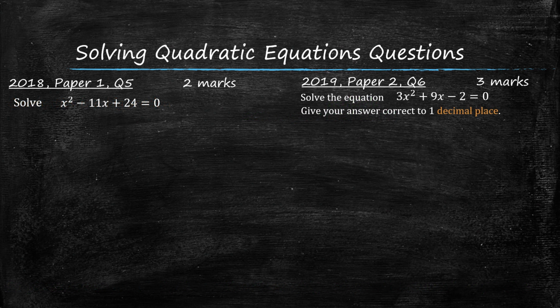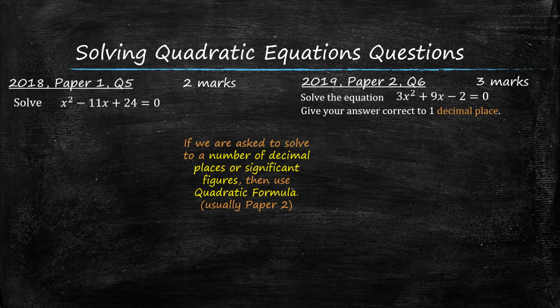Our first question is from 2018, paper 1, question 5, and it's for 2 marks. On the left hand side of the screen, we can see that we're asked to solve x squared minus 11x plus 24 equal to 0. Now, if we're asked to solve a quadratic equation to a number of decimal places or significant figures, then we use the quadratic formula. Those questions are usually in paper 2.